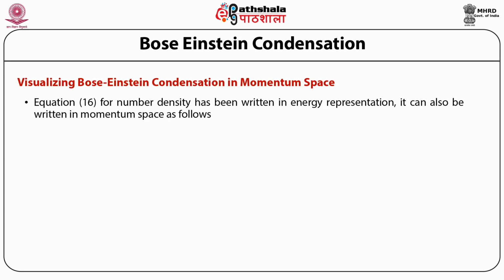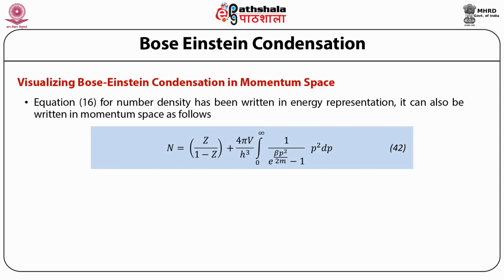Now the question comes, how do we visualize Bose-Einstein condensation in momentum space? Equation 16 for number density has been written in energy representation. It can also be written in momentum space as follows. N is equal to Z upon (1 minus Z) plus 4 pi V upon h cube times the integral from 0 to infinity of 1 upon (e raised to power beta p square upon 2m, minus 1) p square dp.